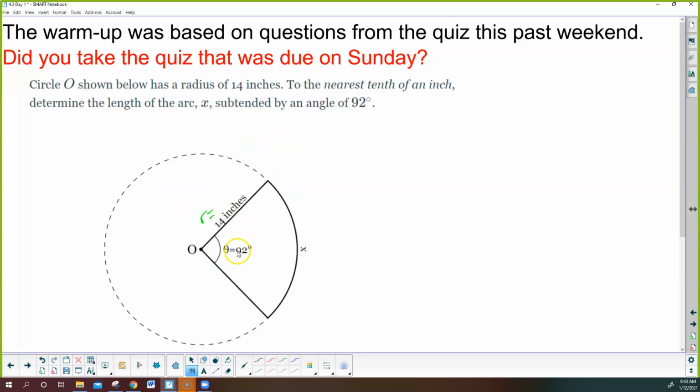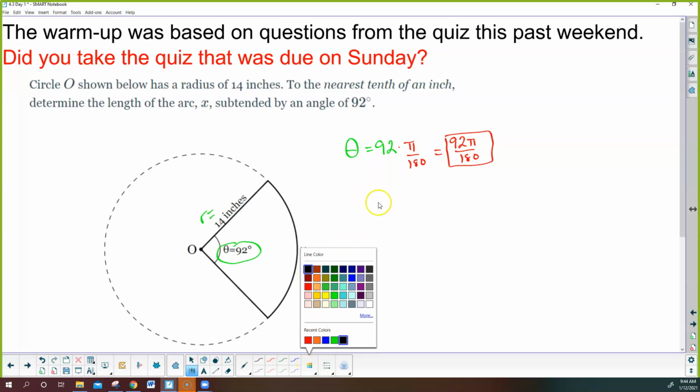They give me the radius is 14, and then they give me theta is 92 degrees. Right? So the first thing I need to do, if I'm going to find the arc length, I want to find the length of x, is I need to take 92 degrees and convert that into radians. Right? So we're going to times it by pi over 180. Now, to be honest, I'm just going to leave it like this. Even though, yes, I could divide by 2 and get a reduced answer, I don't really care because when I plug it in, it's going to simplify itself out anyways. So there's my theta.